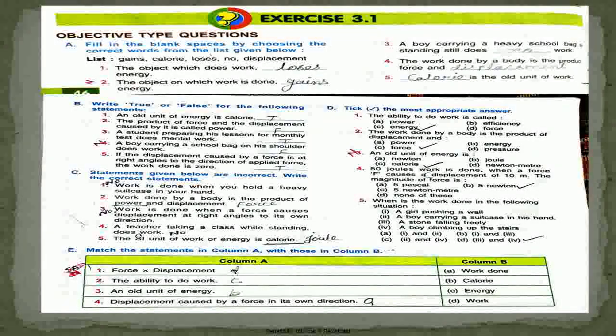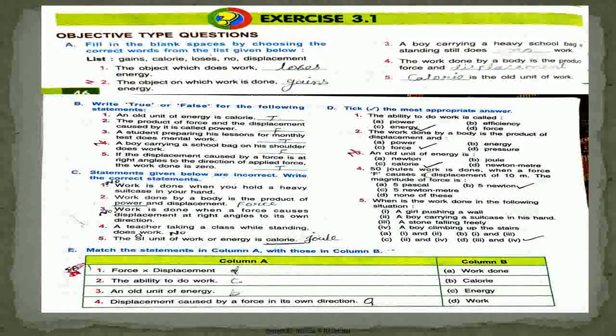Clear? Now match the following. First one, force into displacement. Yes, work. So the answer will be D. Second one, the ability to do work is called energy. So the answer will be C. Third one, an old unit of energy is calorie. So the correct answer will be B. Fourth one, displacement caused by a force in its own direction. This is the condition for work done. So the correct answer will be A.